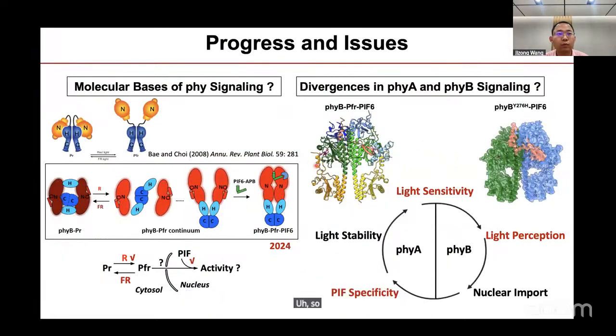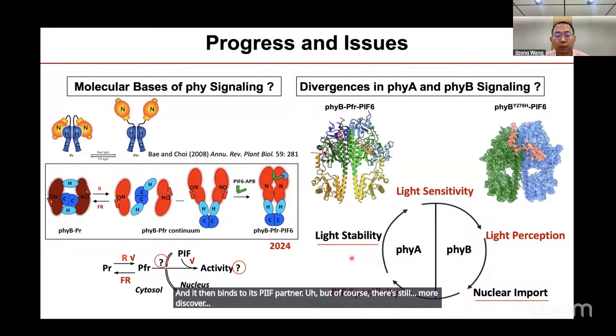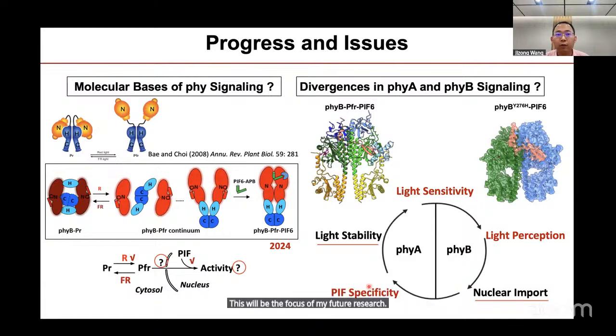So through this work, we uncovered new details about how phyB gets activated by light and then binds to its PIF partner. But of course, there's still more to discover. For example, how exactly phyB gets into the nucleus and how phyA specifically interacts with PIF. This will be the focus of my future research. We will discuss now.